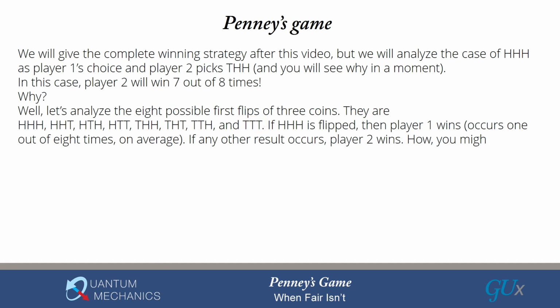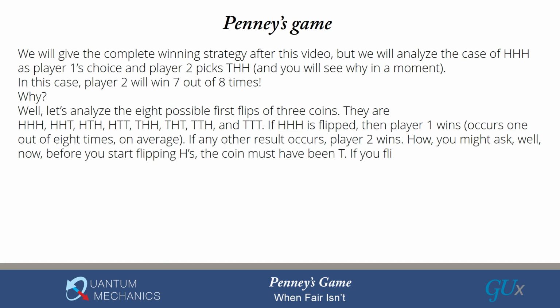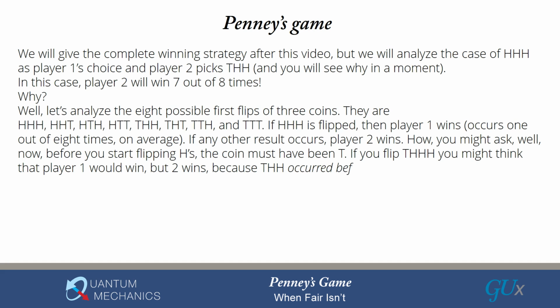Okay. Of those 8 choices, if player 1 flips heads-heads-heads on the first time, he's going to win. He got his pattern. That's going to occur 1 out of 8 times on average. The thing that's so shocking is if any other result occurs, then player 2 is going to win. How, you might ask? Well, now think about this. Before you start flipping heads for anything further down the chain, the last coin before your first heads has to be a tails. So if you flip tails, heads, heads, heads, you might think player 1 wins. But look carefully. Before the heads-heads-heads appears, there's a tails-heads-heads. So player 2 won because it occurred before heads-heads-heads. And it turns out this is always the case for all 7 out of the 8 other options.